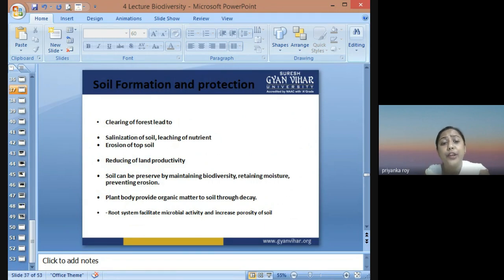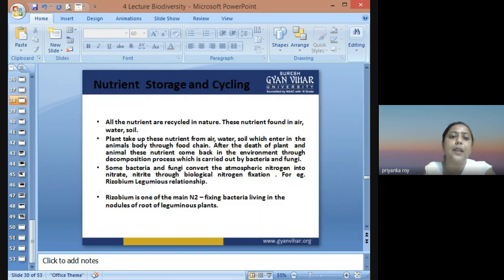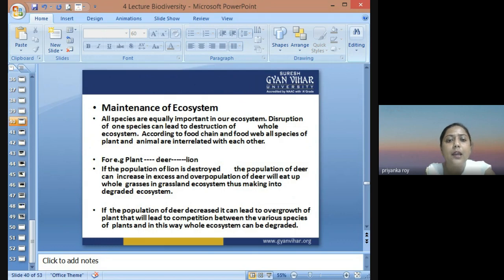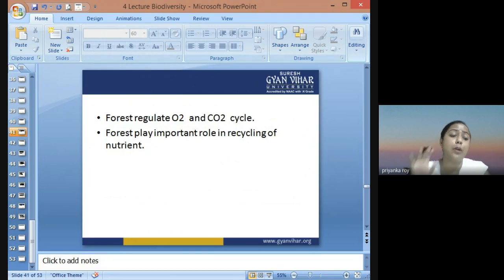Soil formation and protection are also part of it. Growing trees and plants help prevent erosion as well as conserve soil materials, so they are conserved in the longer term. Nutrients: it acts as a nutrient storage resource and supports nutrient cycles. It recycles waste back into the atmosphere and the soil, maintains climatic stability, and maintains the ecosystem, like the food chain and food web. It regulates the oxygen and carbon dioxide balance in nature, helping reduce the greenhouse effect.